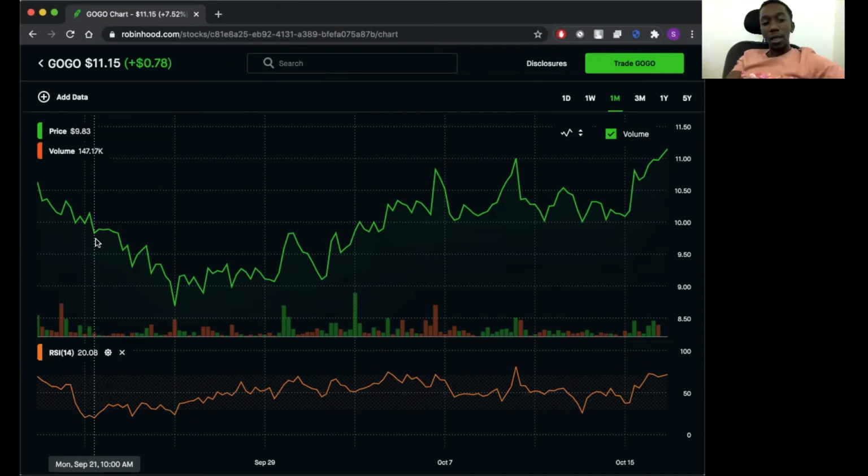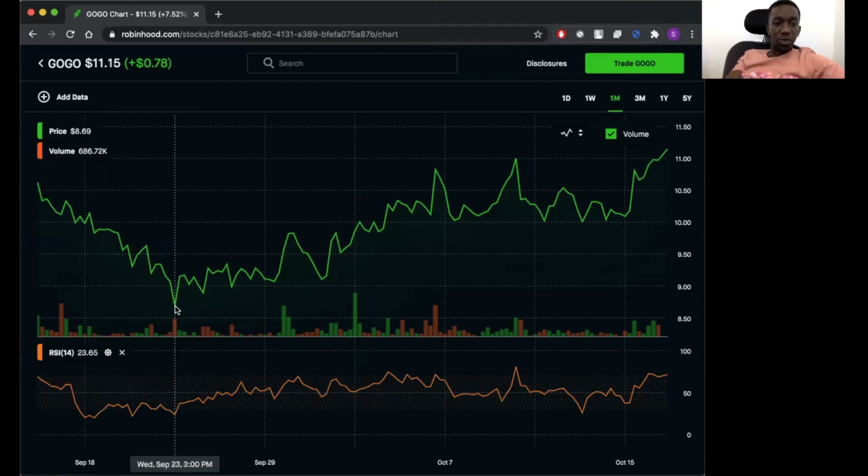So back to the RSI, we're still under 30. So the entry level is still a decent number. Now, here's the thing, right? As long as we're under 30, the price is still going to be around $9. It's going to change in cents. But let's just go ahead and look at what happened right here.